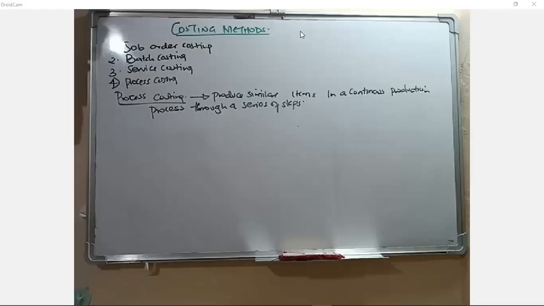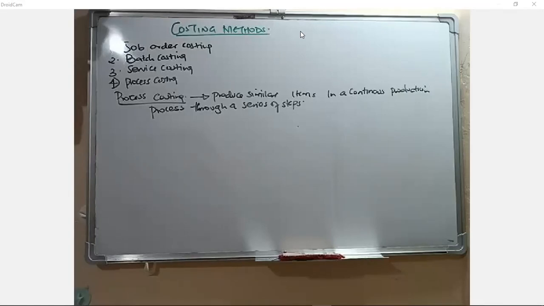So I've just talked about process costing, and we are saying that we normally produce similar items in a continuous production process through a series of steps. I have already said that process costing is the one which is tested most in our past papers, and is the one that we want to base our efforts on. In this case, we have to look at how we accumulate the cost, and the costs are accumulated from one step to the other as the production process progresses.